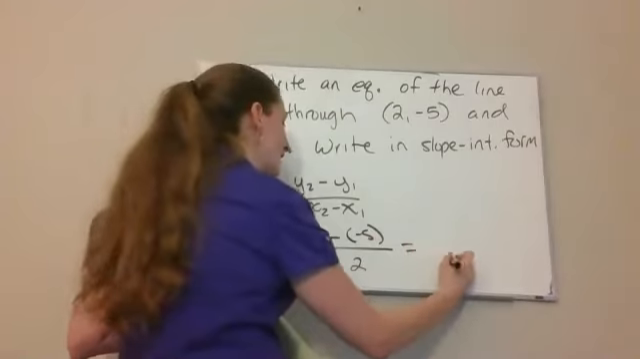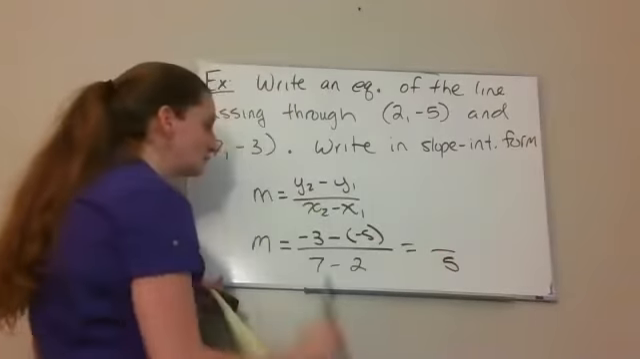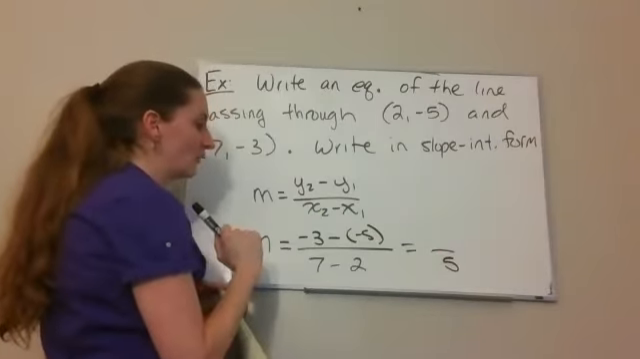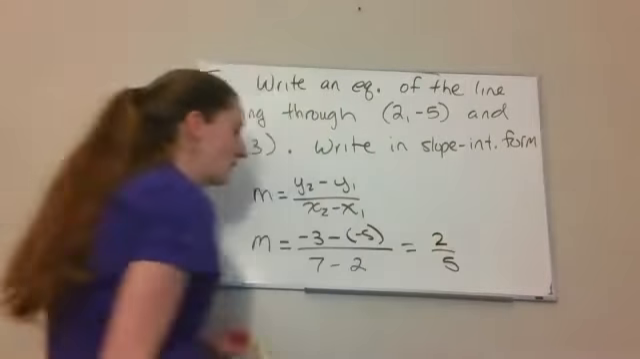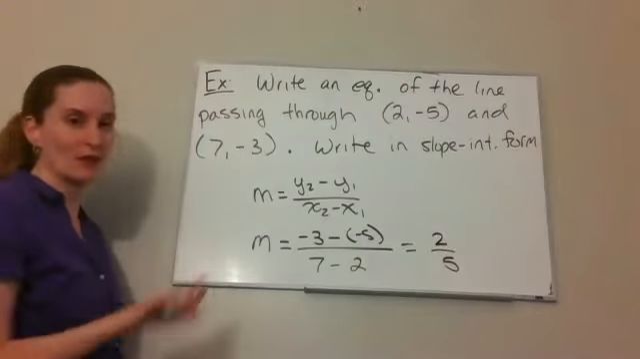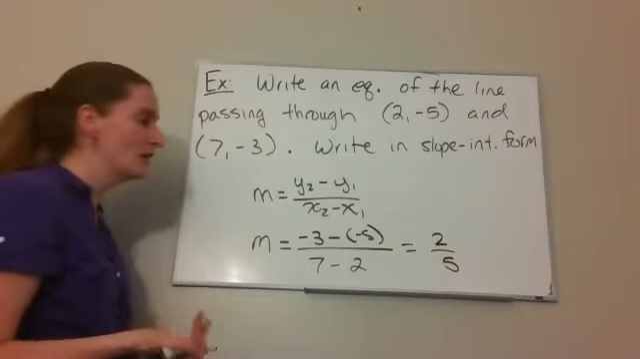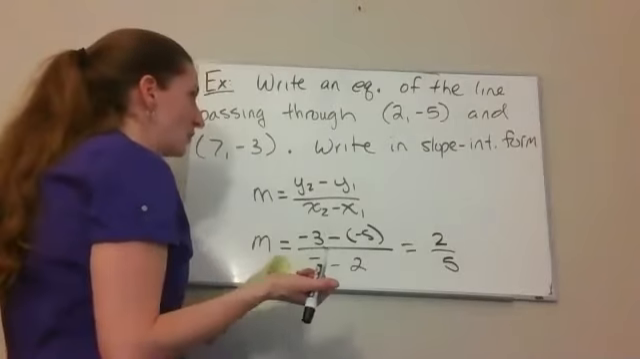When I simplify this, I have a 5 in the denominator. -3 minus -5 is -3 plus 5, which is 2. So I have 2/5 for my slope. It doesn't simplify any further than that. So now I have my slope.